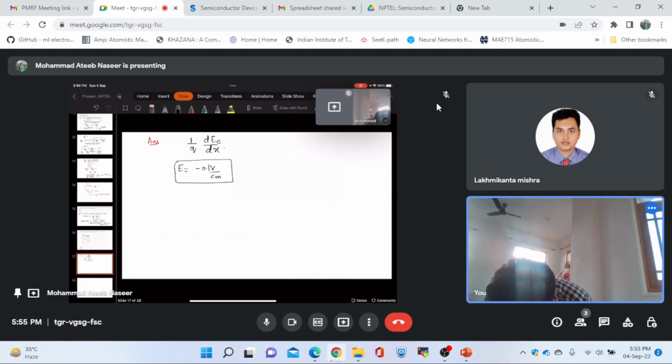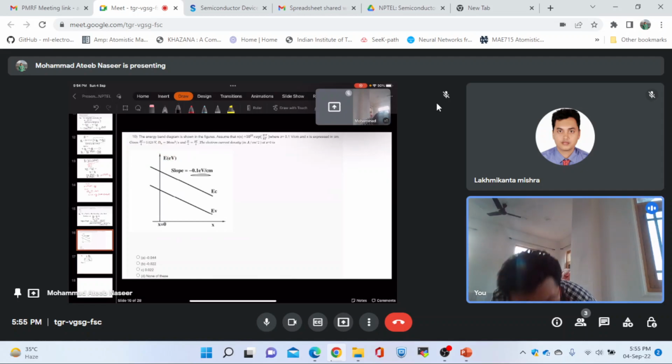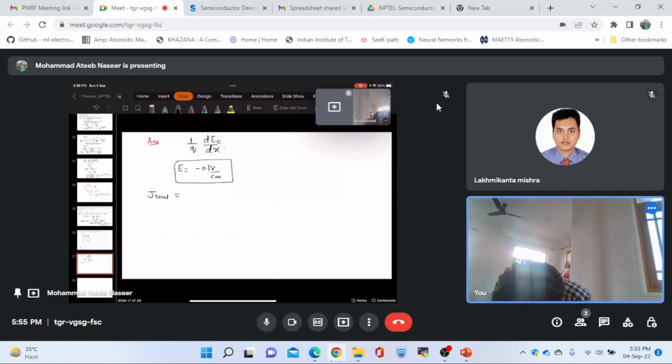Now, if I write the total current density, it will simply be equal to the total electronic current density. It will simply be the summation of the drift and the diffusion current densities, J drift plus J diffusion. So this J drift is given by Q times the electron concentration times the mobility times the field, plus this diffusion will simply be given by Q times D_n times the derivative of this electron concentration.